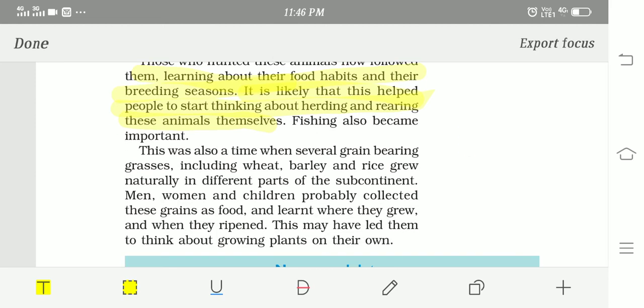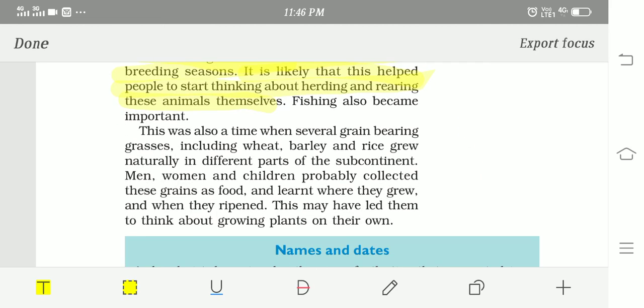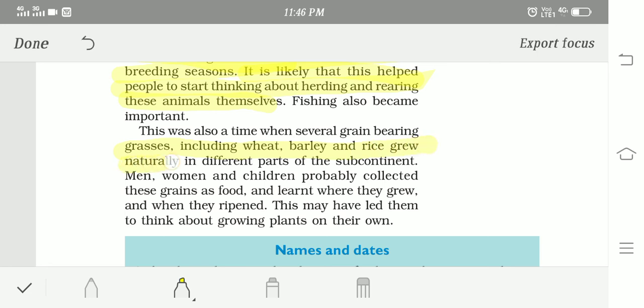Now this was also a time when several grain-bearing grasses, including wheat, barley and rice, grew naturally in different parts. Yes, in early times these were the main crops found by archaeologists. Now people started collecting these grains, and gradually they found that if they threw them on the soil in a particular season, with the help of water, they could grow them wherever they wanted to. This is how they started thinking about growing these crops.